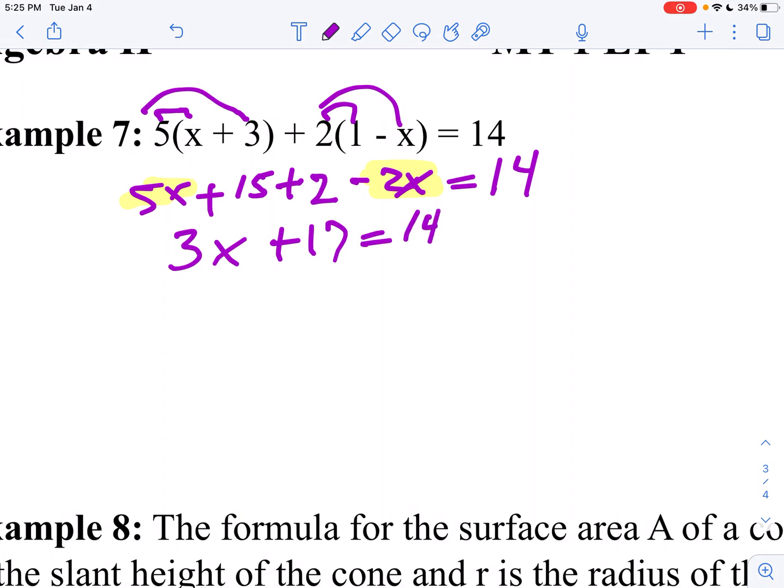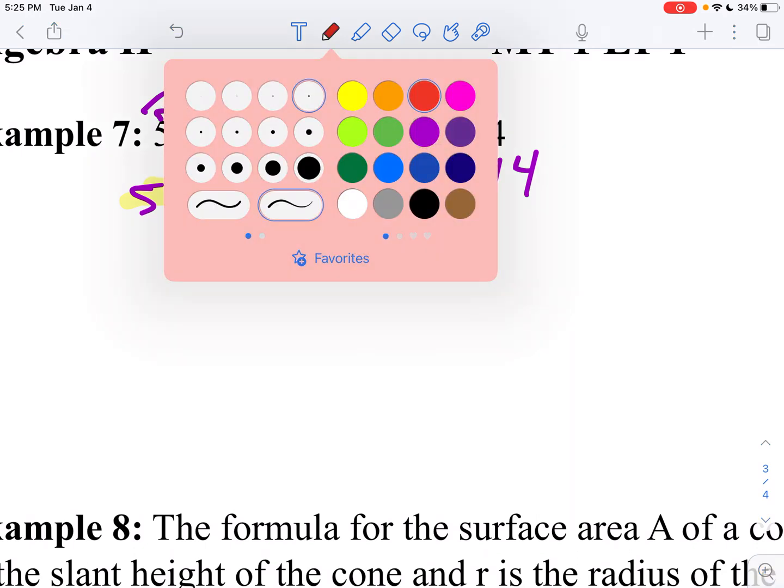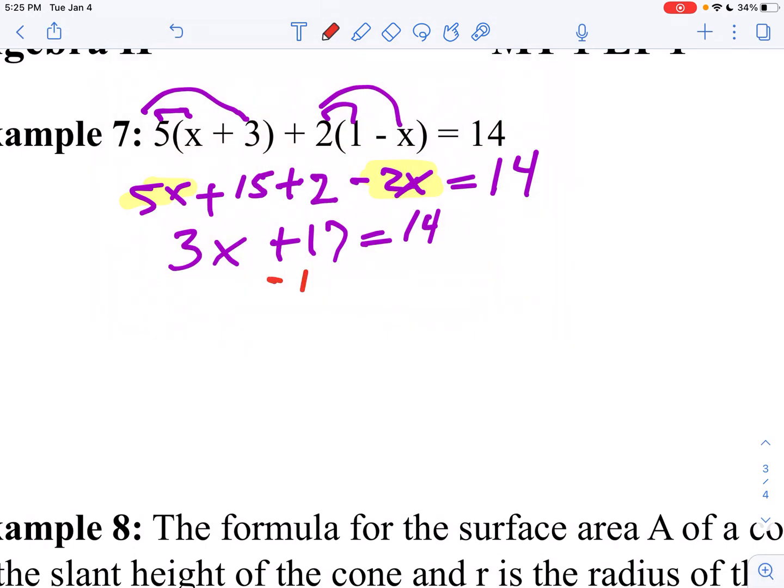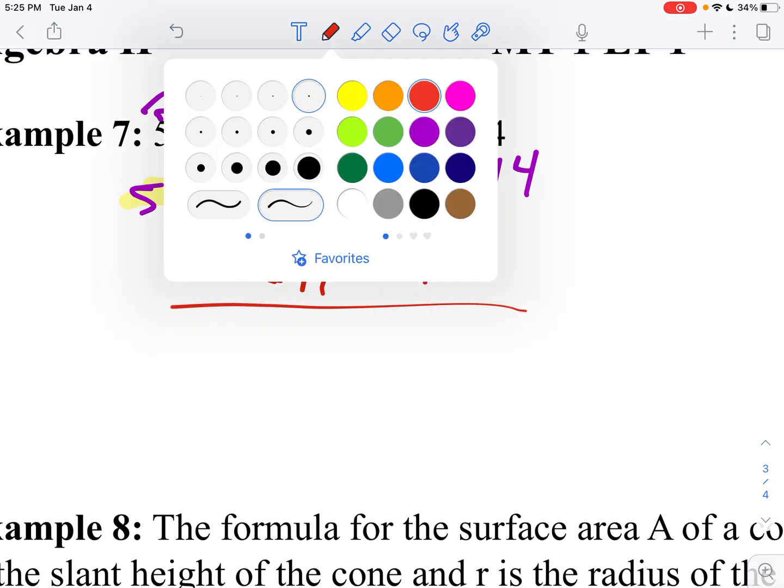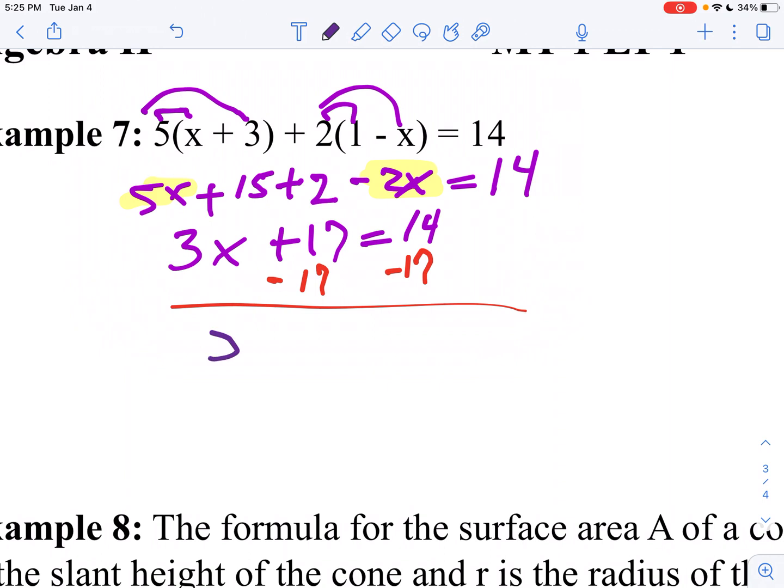Then, to solve for x, we'll do inverse operation. The opposite of adding is subtracting. We undo addition first. So minus 17 from both sides. So we get 3x equals 14 minus 17 is negative 3. Divide both sides by 3. X equals negative 1. Now you can check this by substituting negative 1 back into our equation.